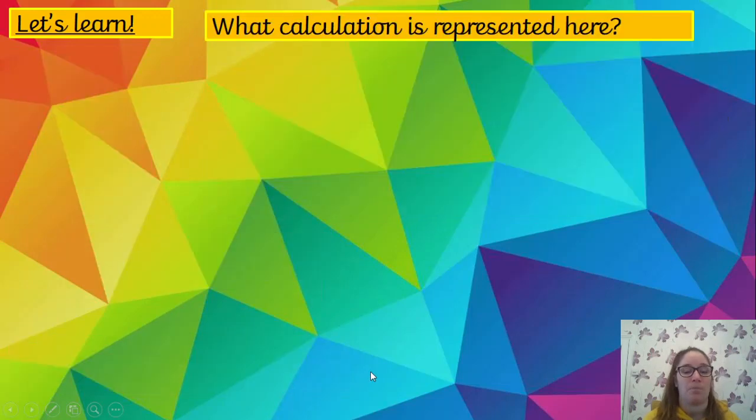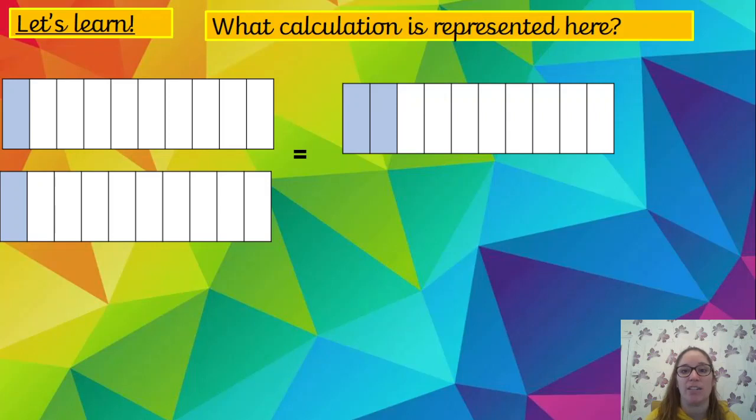Okay, so let's have a look. What calculation is represented here? So look carefully, because this is an equal sign here. Look at the denominator: 1, 2, 3, 4, 5, 6, 7, 8, 9, 10. There's 10 equal parts, but how many pieces are shaded? There's 1 out of the 10 parts shaded, but we've got 2 of those. So we could write 1/10 add 1/10 equals 2/10.